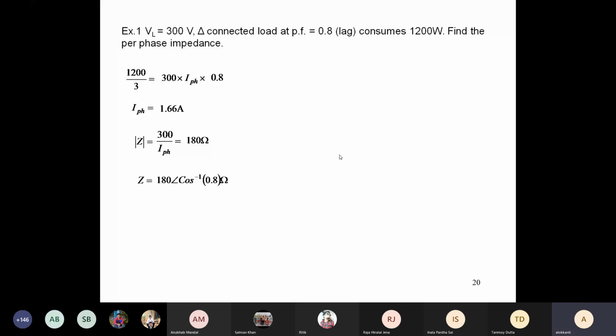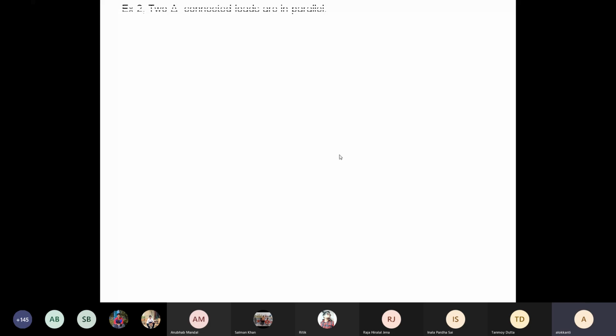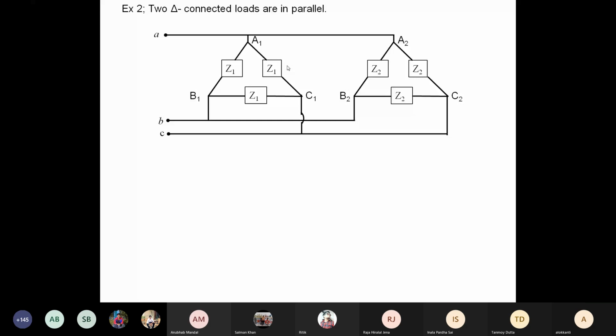Let us do some complicated problem. Now let us do this. There are two delta connected loads connected in parallel. In our earlier example, we had two star connected loads, but since we have now discussed the delta, I thought let us give a numerical where there are two delta connected loads in parallel. Okay, all of you understand the meaning of this diagram? Just like the earlier problem where there was star connection, now there are two delta connected loads in parallel.